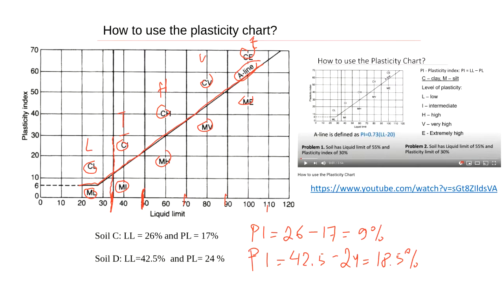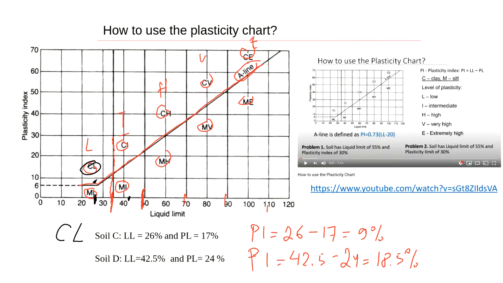So let's look at these 2 points, first soil C. We have a liquid limit of 26, somewhere here, and PI is going to be 9. So it's actually above the A line, and the classification will be CL. Let's look at the second soil, soil D: 42.5, it's somewhere here, and 18.5. Where did I put this one?